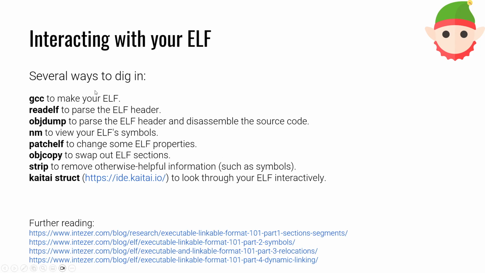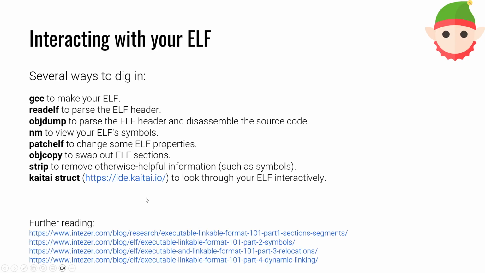Then we also have to understand that if we want to work with our ELF, there are different ways you can look at it. This is what we used for compilation. We use binaries like readelf to parse the ELF header. We can use objdump to also read the ELF headers and disassemble the source code. Then we can use nm to view symbols.